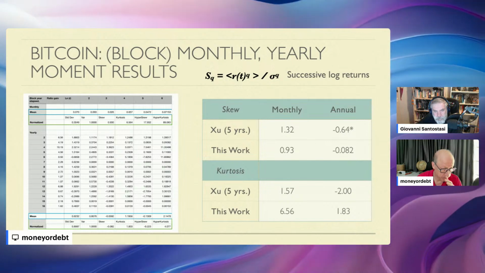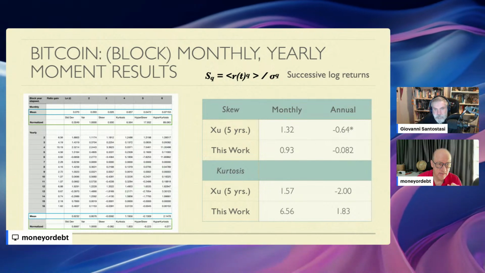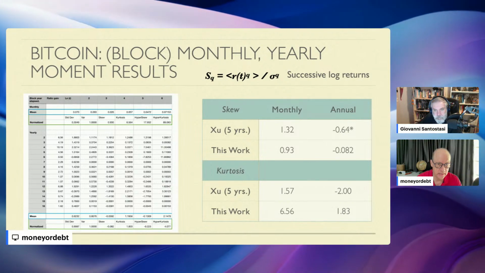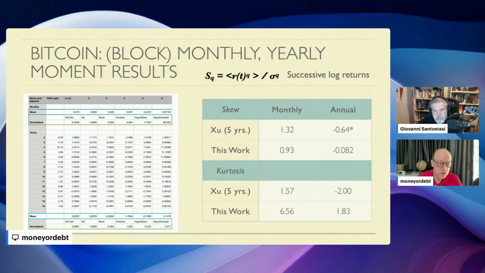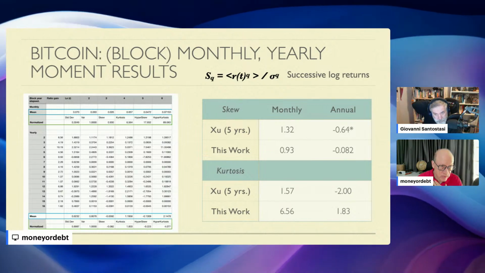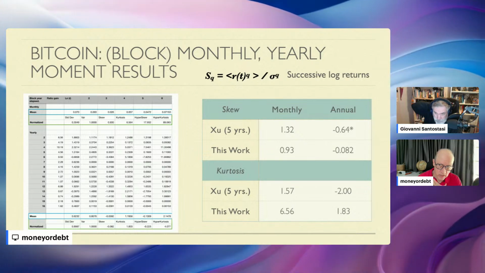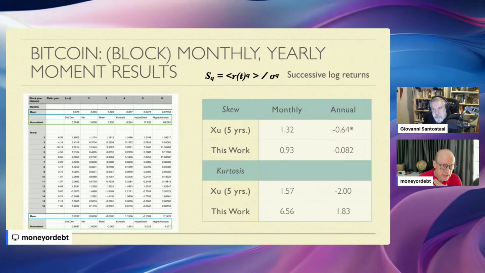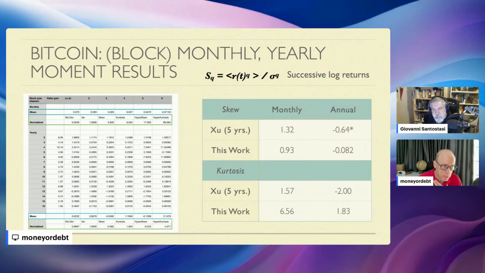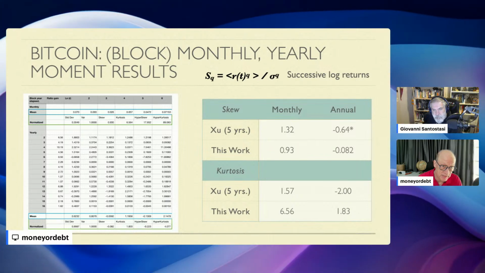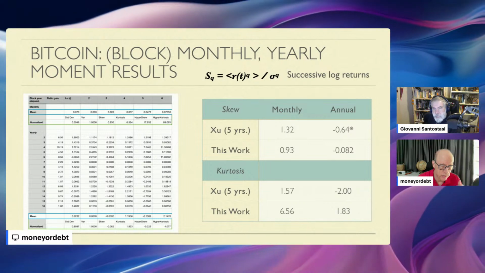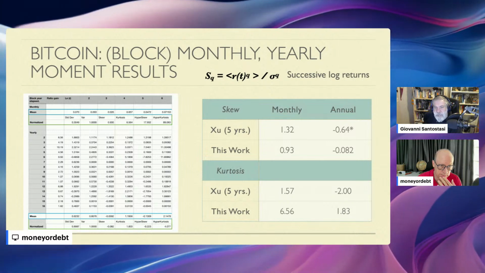So in the table with the big font, I've summarized one of those 2 research papers, the one that had the monthly data, and what I find. On the top, we have skew. They found 1.3 with 5 years of data. I found 0.9 with 15 years of data, and that's at the monthly time frame. They found a negative 0.6 on the annual, but they've only got 5 years, so the statistical accuracy is not great there. And I find minus 0.08.